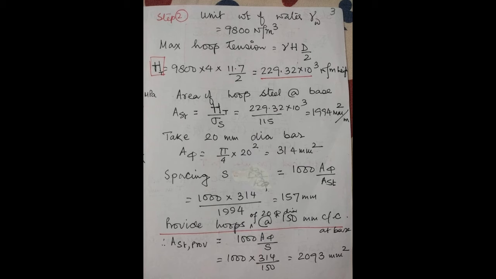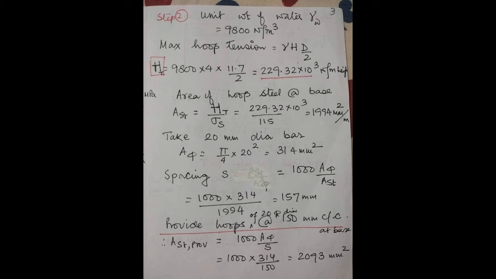So the area of the hoop steel that should be provided at the base, AST, we can find out by HT by sigma S, where sigma S is the permissible shear stress in the steel. So HT is 229.32 into 10 cube divided by 115. So that is 1994 millimeter square per meter. So the area of the hoop steel at the base we have found out.